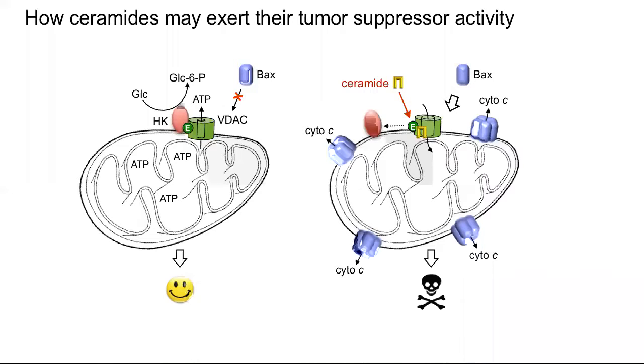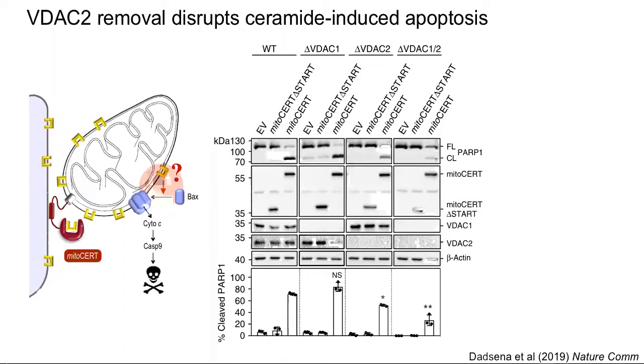Now, our finding that ceramides bind VDACs at a site that overlaps with the binding site for hexokinases implies that ceramides may exert their pro-apoptotic activity, at least in part, by influencing the interaction between VDACs and hexokinases. And this is a model that we are currently putting to the test. Our first approach was to ask whether VDACs play a role in ceramide-mediated cell death. By monitoring caspase-mediated cleavage of PARP1, we found that loss of VDAC2 rendered cells partially resistant to mitoCERT-induced apoptosis, especially when cells also lacked VDAC1. This suggests that VDAC2 plays a role in this mitoCERT-induced pathway.